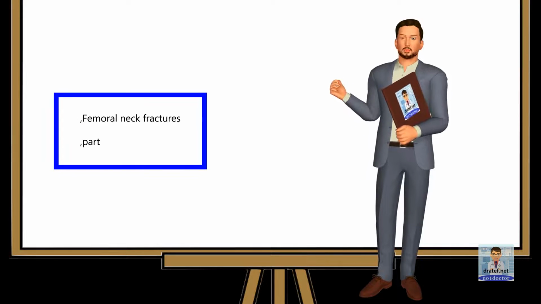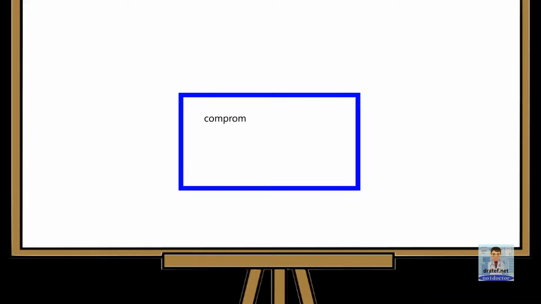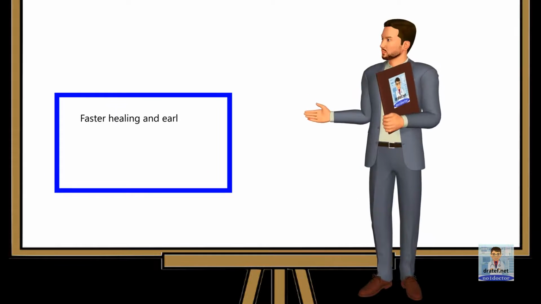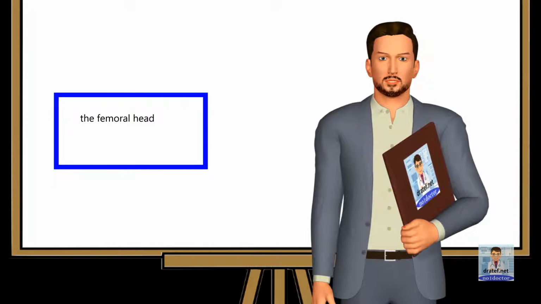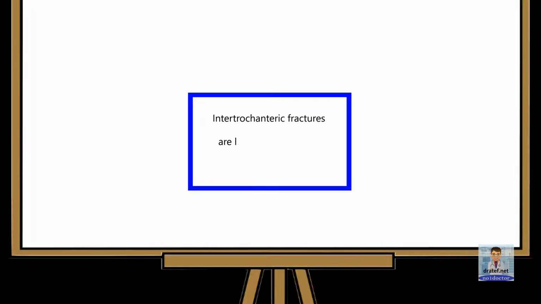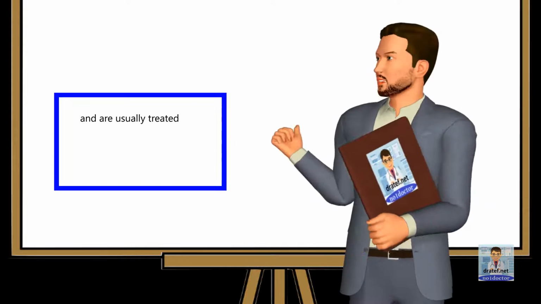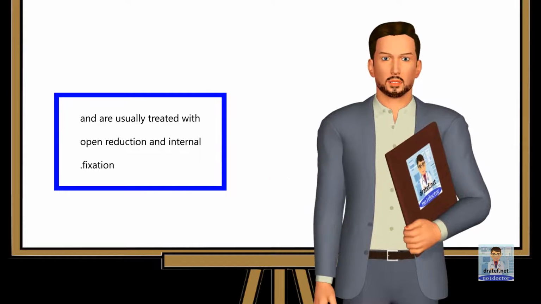Femoral neck fractures, particularly if displaced, compromise the very tenuous blood supply of the femoral head. Faster healing and earlier mobilization can be achieved by replacing the femoral head with a prosthesis. Intertrochanteric fractures are less likely to lead to avascular necrosis and are usually treated with open reduction and internal fixation.